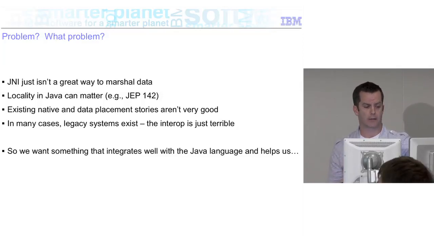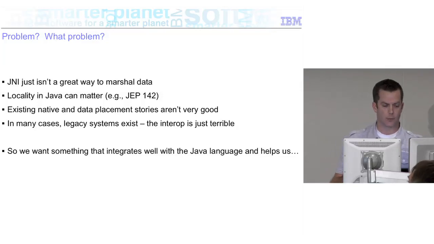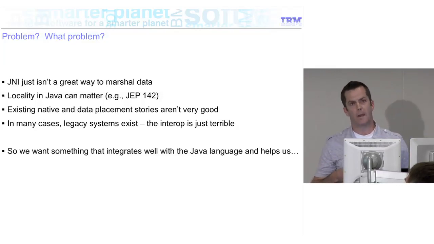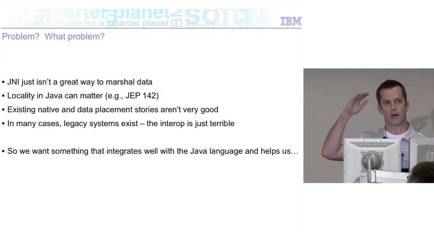Locality in Java can matter, right? You look at JEP 142, for example, at contended. This is an important one. And the existing data placement story is actually really poor in Java. You allocate two things, you think they're in a row, you think they're side by side in the heap, they are not. You allocate something and you place the fields in an object source-wise, side by side.